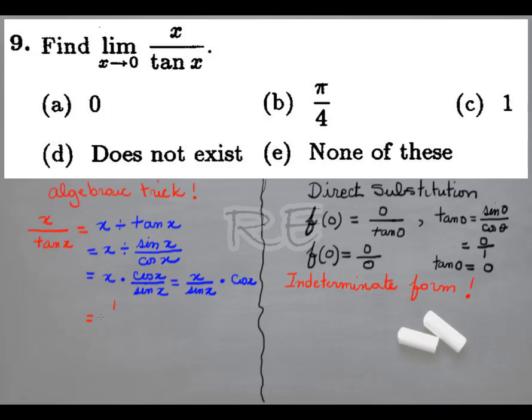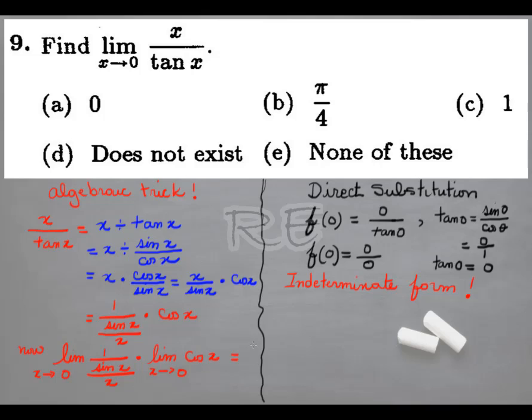Now, we're going to flip and take the inverse of the first factor. So it's 1 over, we flip, sine x over x, which means the same as x over sine x, multiplied by cosine x. Now we can take the limit. We're going to search for the limit of 1 over sine x over x as x approaches 0, multiplied by the limit of cosine x as x approaches 0.